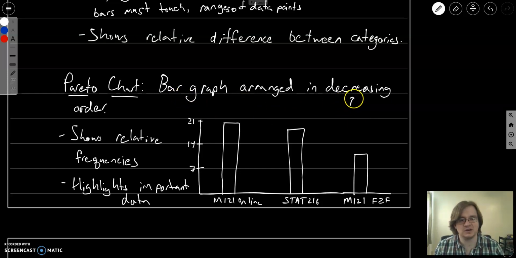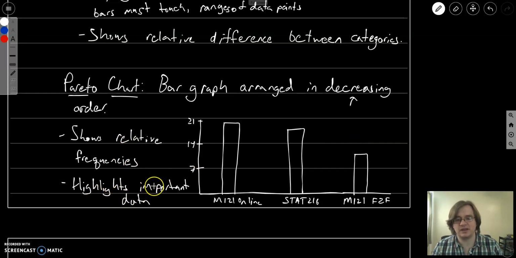arranged in decreasing order. So here I'm teaching 3 courses this semester, and I have the enrollment in each of my courses graphed here. So in one of my courses I have 20 students, in another one 18, and then the last one 11 students. So you can see the relative amount of students in each one. This course has about half as many as the other courses, so it does show relative frequencies.